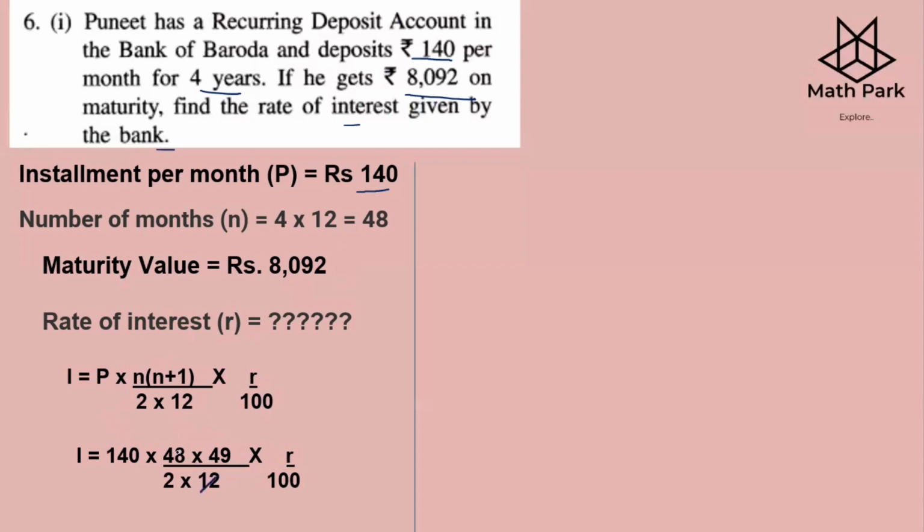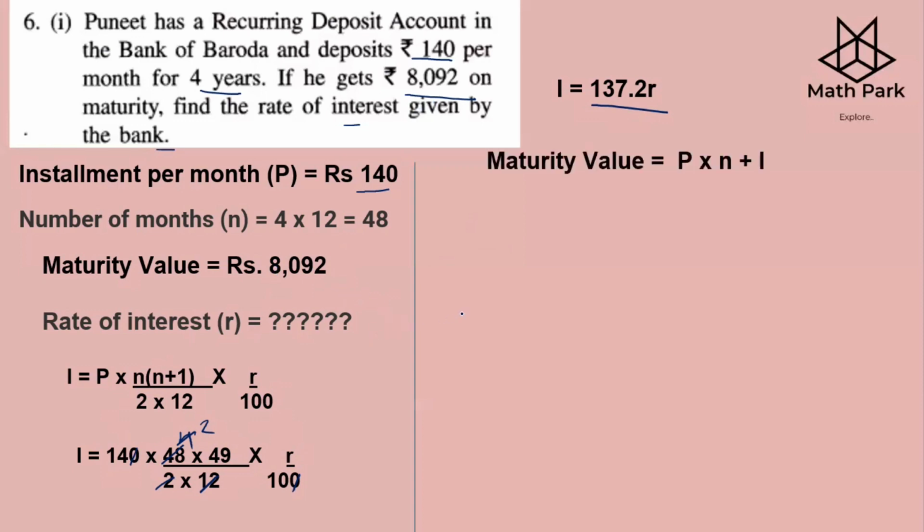Simplify this. 12 4s are 48. 2 2s are 4. You get this as 137.2 R. So you got interest in terms of R, which is 137.2 R. We got an equation now here. One variable, that is R, is there. That we'll be solving ahead.